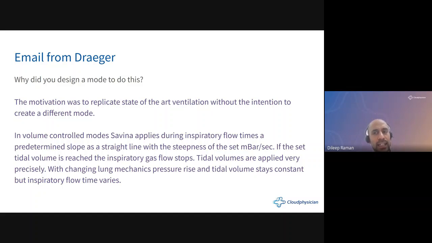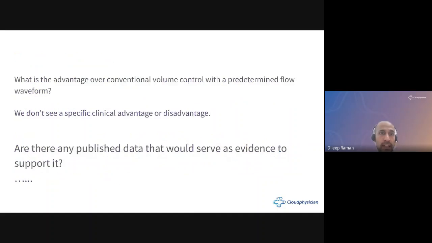What they're saying is that they wanted to replicate volume control without designing a different ventilator. They already have expertise in turbine ventilators. And so what they're saying is that the predetermined slope of the pressure control is the control variable here in this ventilator. And because they measure the tidal volume delivered every millisecond, they're able to stop the breath when the required tidal volume has been reached very precisely. That's what the engineers from Draeger are saying directly.